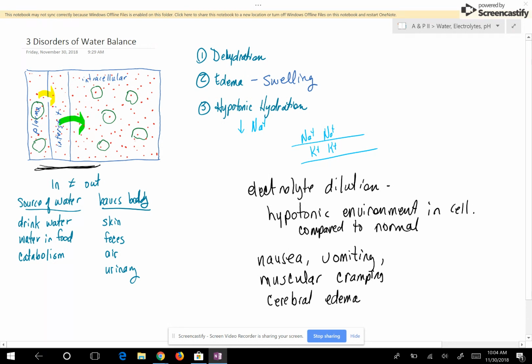So that's hypotonic hydration, and that ends the three disorders of water balance.